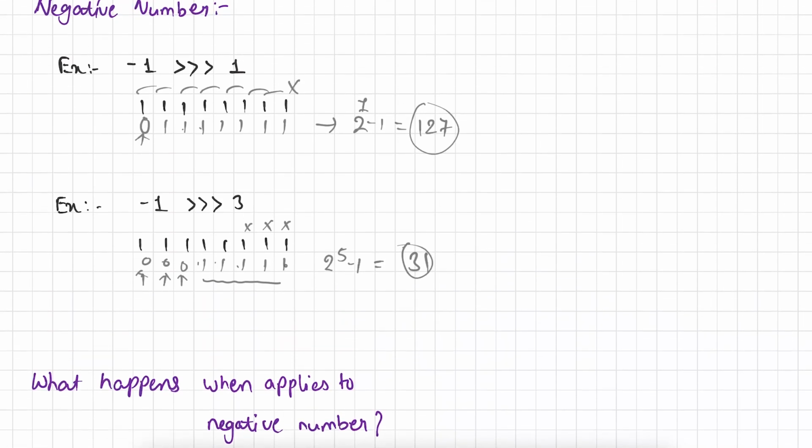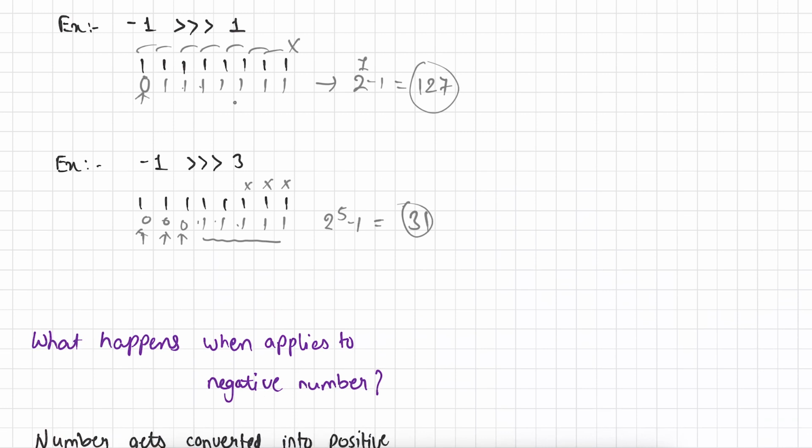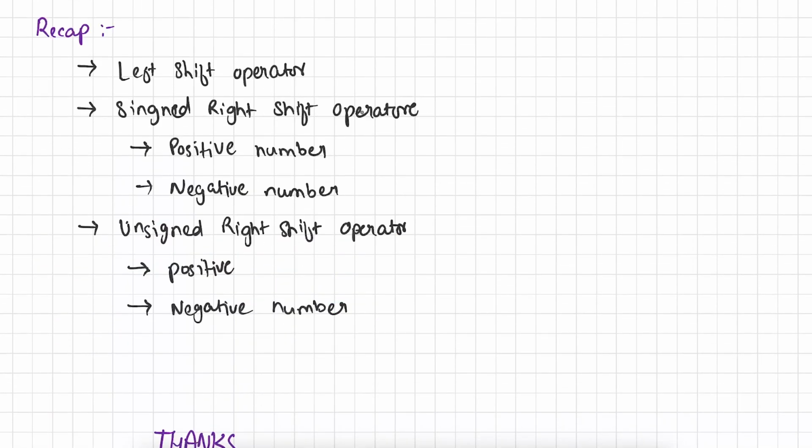So what is happening here? When we apply the unsigned right shift operator on negative numbers, our number gets converted to a positive number, right? In both the cases we simply apply the right shift operator on a negative number and our number gets converted to a positive number. So let's have a quick recap of everything we have learned so far. We have learned about the left shift operator, where all the bits get shifted towards the left and the trailing bits are filled by 0.